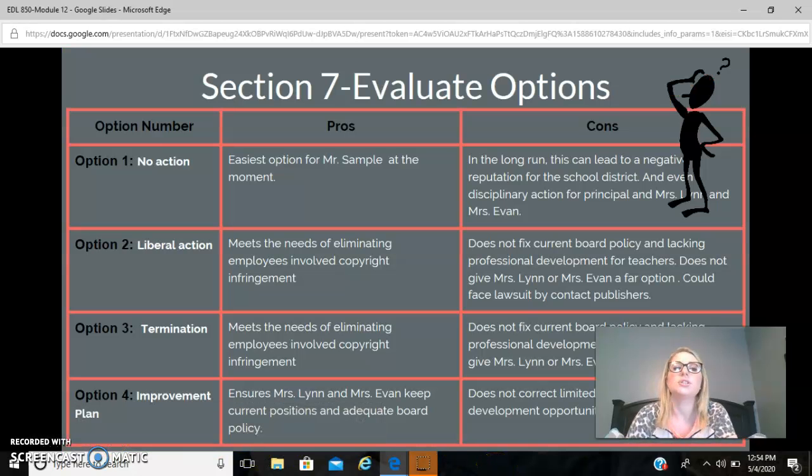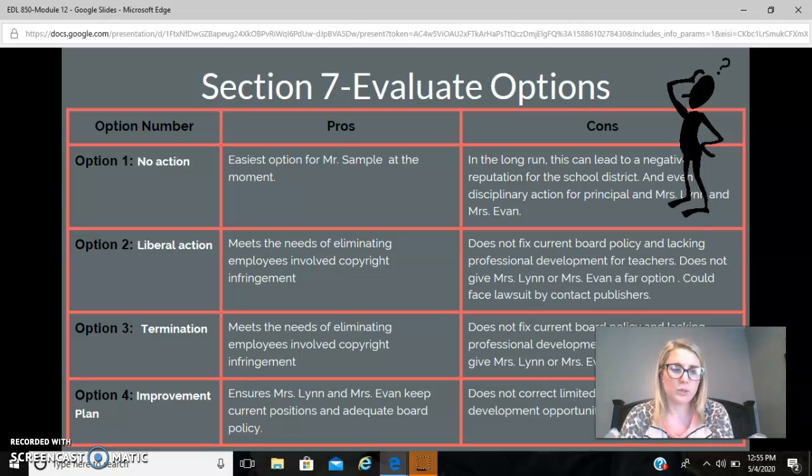Section 7 is to evaluate options. So this is the pros and cons. So taking no action, this would be the easiest action at the time for Mr. Sample, but in the long run, it can lead to a negative reputation. It could leave the school liable, and even disciplinary action for the principal, Miss Lynn and Mrs. Evans in the long run.